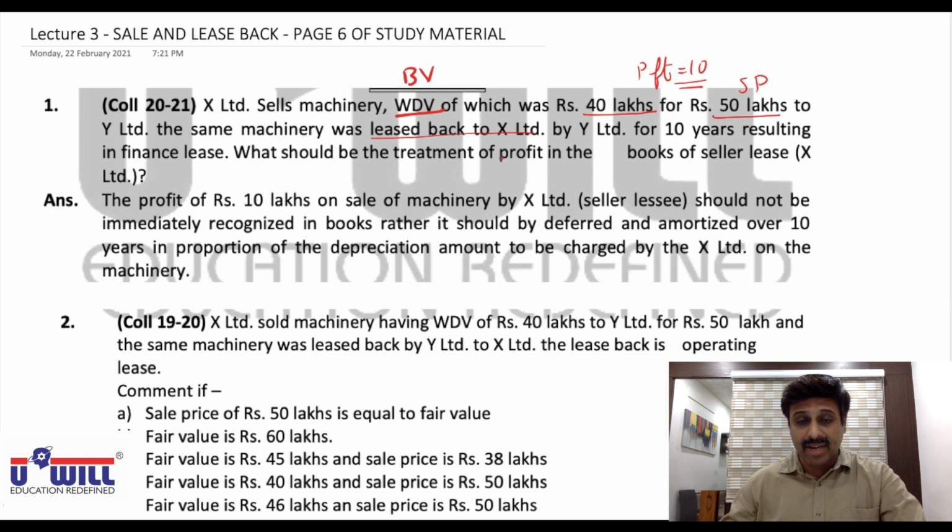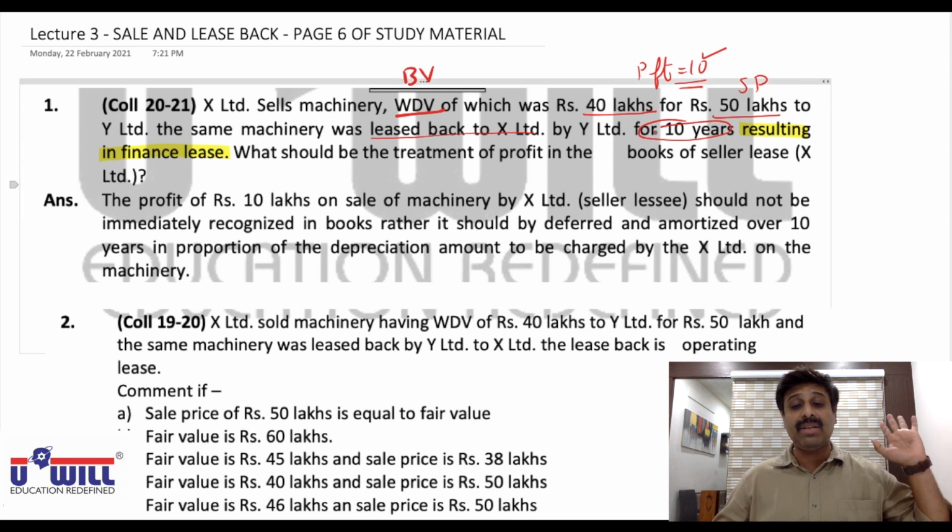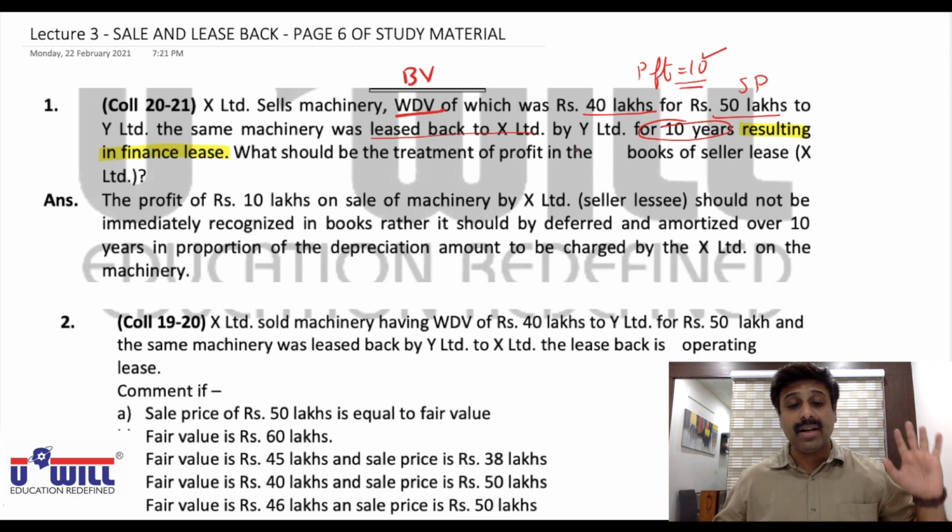Now what should be the treatment? This one is important here. Resulting in finance lease. What is the first thing I told you in today's lecture? Finance lease is very simple. Complicated is only operating lease. And then what did we discuss? Finance lease means whatever is the profit, you will amortize it over the lease term. So this 10 lakhs will get amortized over 10 years in the ratio of depreciation, in the proportion of depreciation.